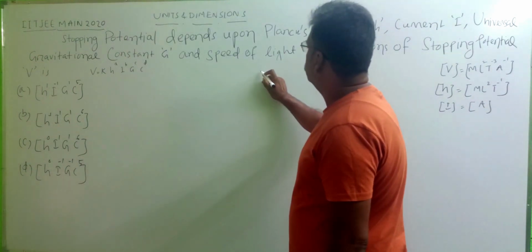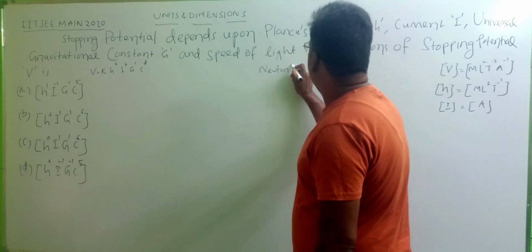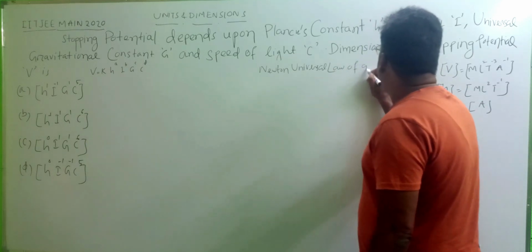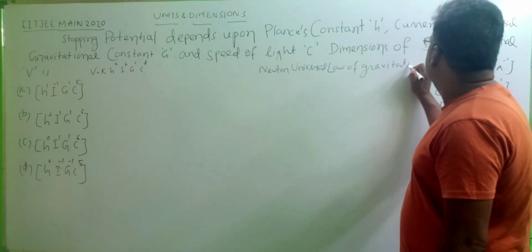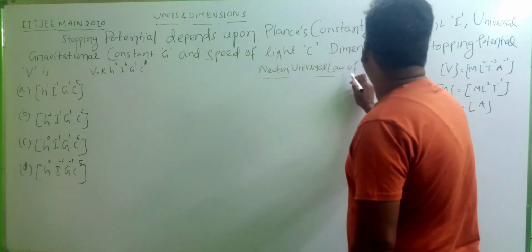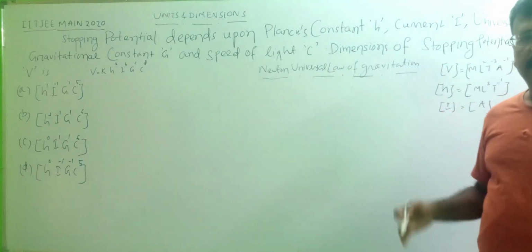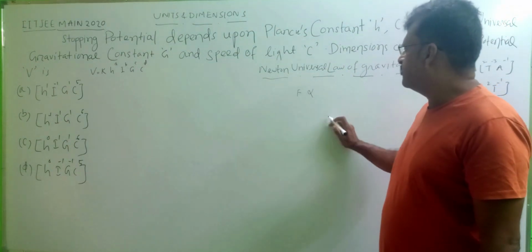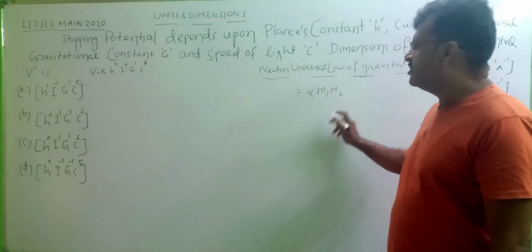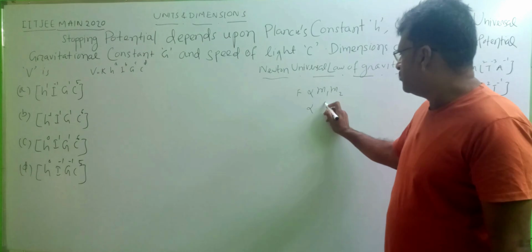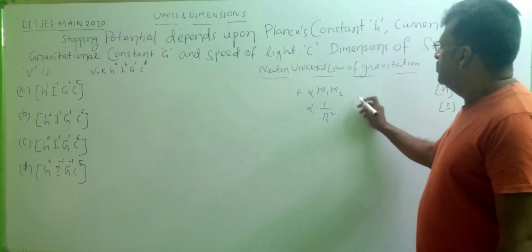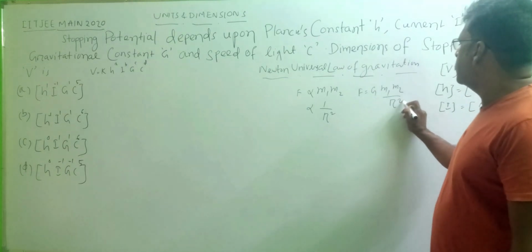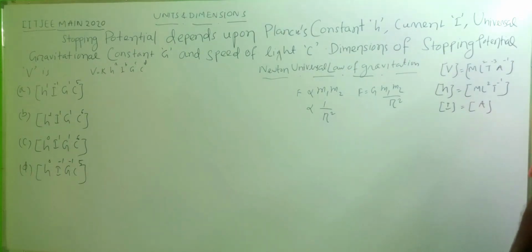The formula for G can be obtained from Newton's universal law of gravitation. Okay students? You have studied Newton's universal law of gravitation. This tells that the force of attraction, that is gravitational force, is directly proportional to the product of the masses of the two bodies and inversely proportional to the square of the distance between them. So F is equal to G m1 m2 by r square, where G is the proportionality constant called Newton's universal gravitational constant.